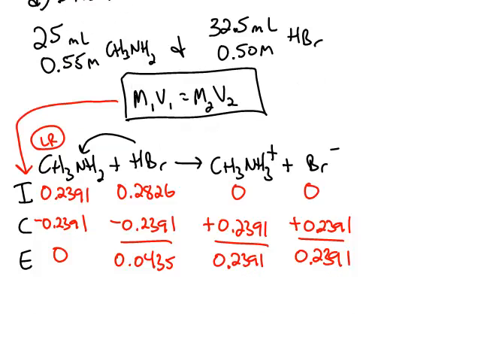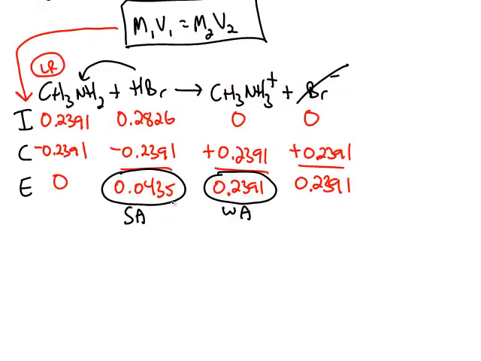So after your ICE chart, identify that we have some strong acid, we have some weak acid, and bromide is neutral, so that's not an acid, not a base. This is the first time we've seen a strong acid and a weak acid together in the same solution. Strong acids do not react with weak acids. Acids react with bases. So the first thing to notice is the strong acid will not react with the weak acid.